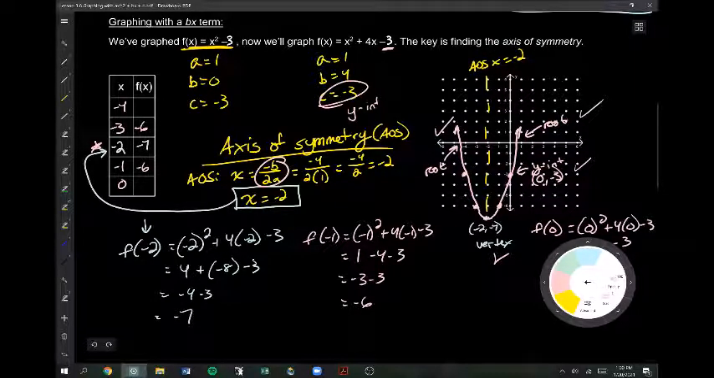Remember, calculate your AOS, which is negative b over 2a, take that value, whatever that is, and put it in the middle of your table. Then from there, count up a few and count down a few. Let's do one more.